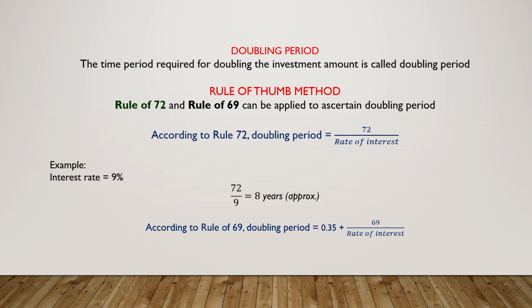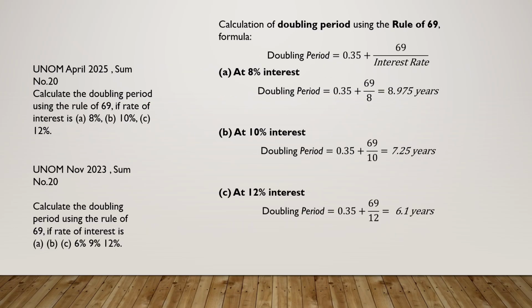According to rule of 69, doubling period can be ascertained by the formula 0.35 plus 69 by rate of interest. Let me see how to compute doubling period using these two rules. This is a question taken from University of Madras April 2025 examination, sum number 20, a 10 marks question. Calculate the doubling period using the rule of 69 if rate of interest is 8% or 10% or 12%.